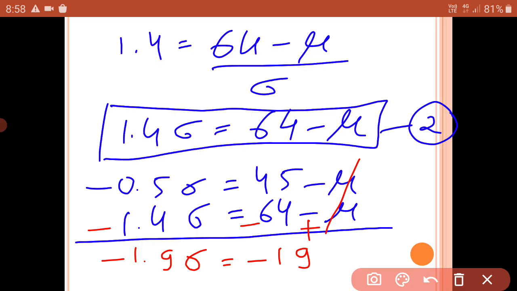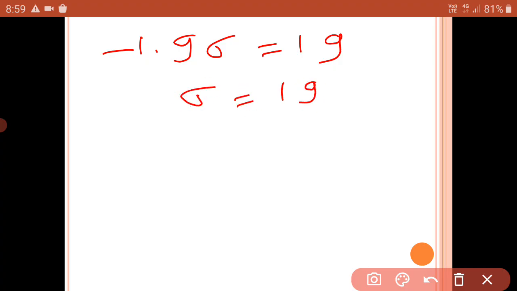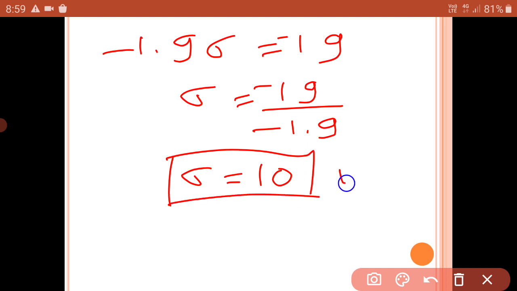Check this step. One sign will be changed, either in the first equation or the second equation. You should change the sign of any one equation. So mu is cancelled, and then you get the answer minus 1.9 sigma is equal to minus 19. So sigma is equal to minus 19 upon minus 1.9. So we get the answer sigma is equal to 10. Your first answer, sigma is equal to 10.